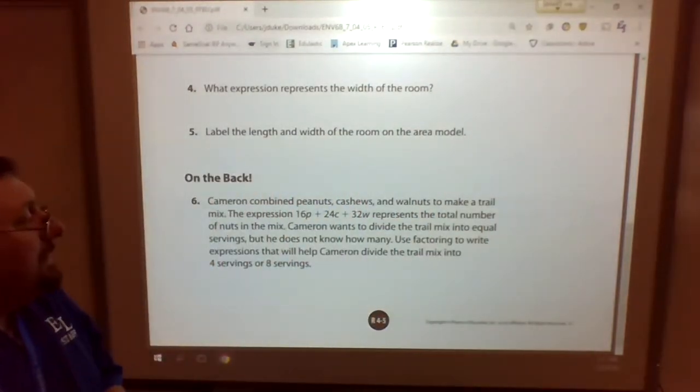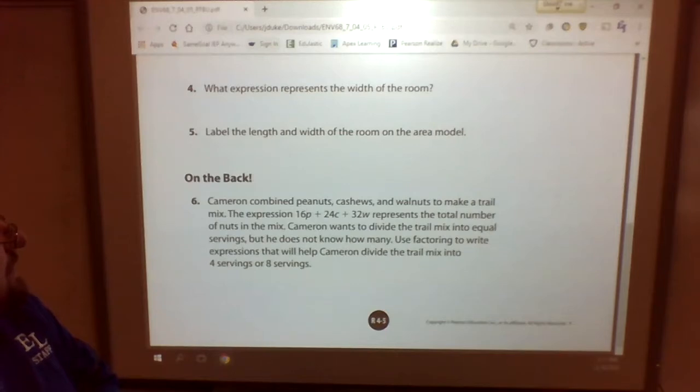All right, Cameron combined peanuts, cashews, and walnuts to make a trail mix. The expression is 16p plus 24c plus 32w to represent the total number of nuts in the mix. Cameron wants to divide the trail mix into equal parts, but he does not know how many. Use factoring to write expressions that will help Cameron divide the trail mix into 4 servings or 8 servings.